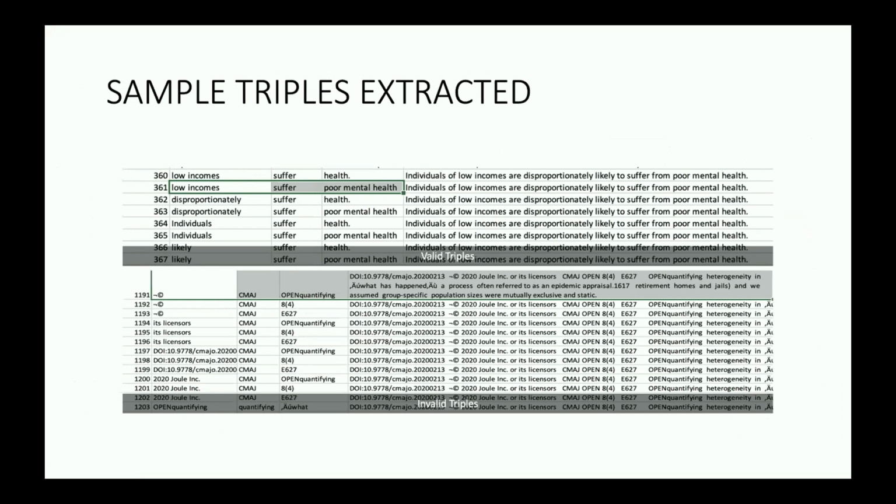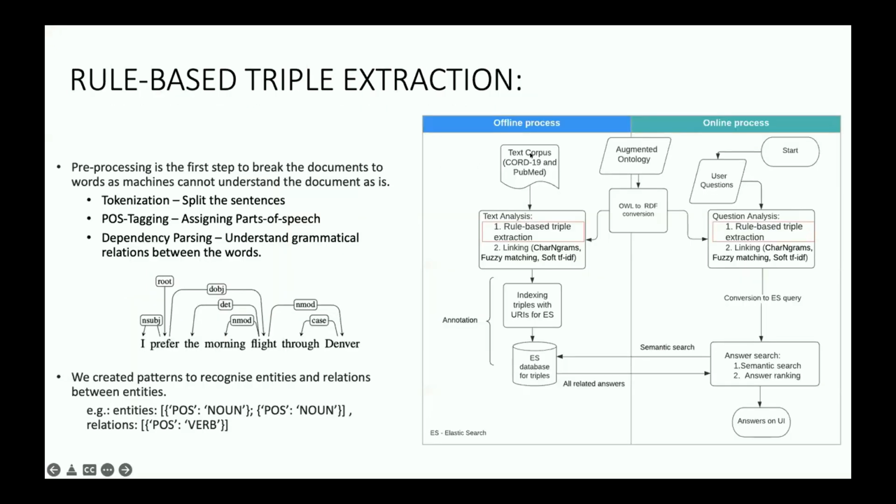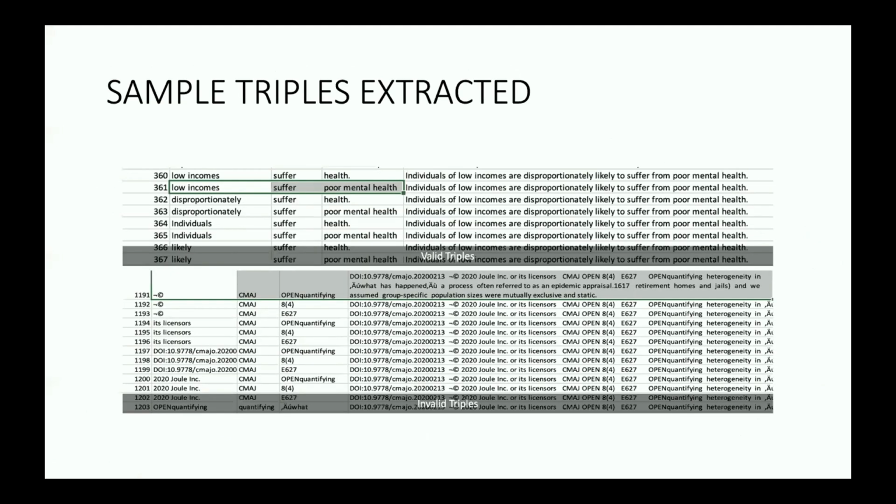So altogether, we created patterns for entities and relationships through which we extracted triples. Given the corpus, we extracted about 100,000 triples, of which a few are valid and a few are invalid. It is valid because if you look at row 361 here, low income suffer poor mental health, this statement makes sense. Whereas if you look at row 1191, special characters and numerical characters are involved in the triple, which doesn't make any sense. Therefore, these are invalid. We overcome this valid and invalid triple problem in the next stage, which is linking.